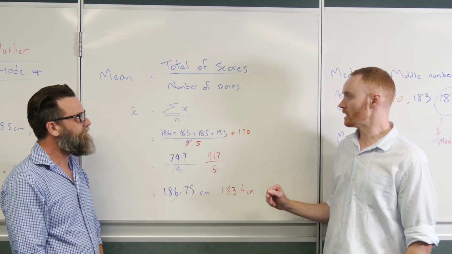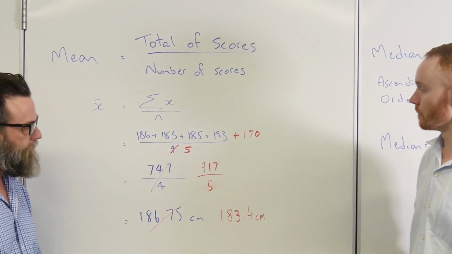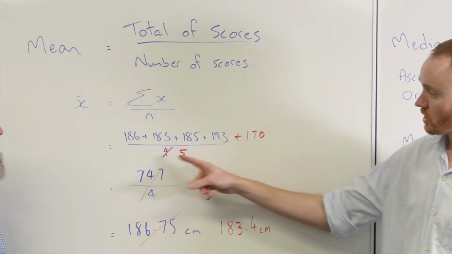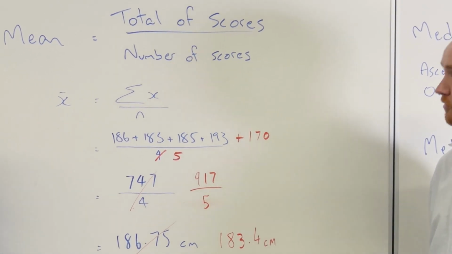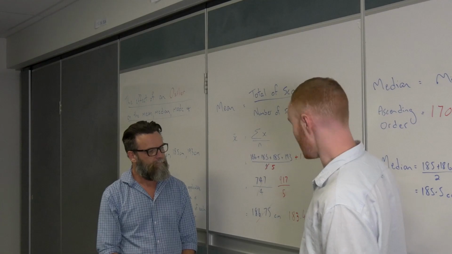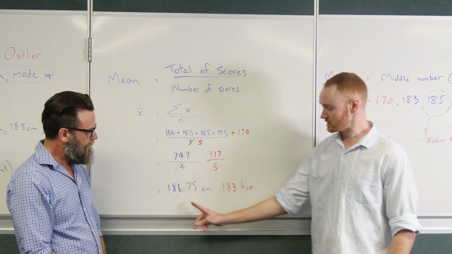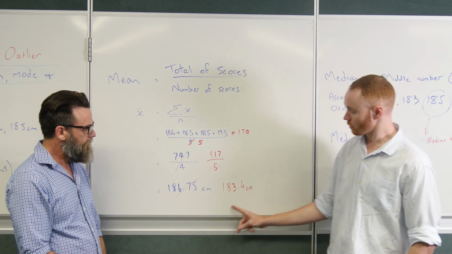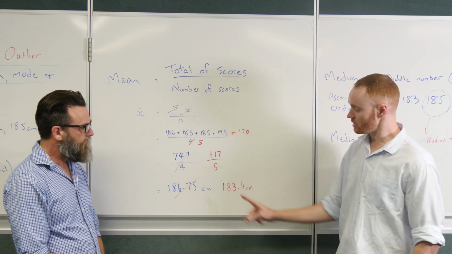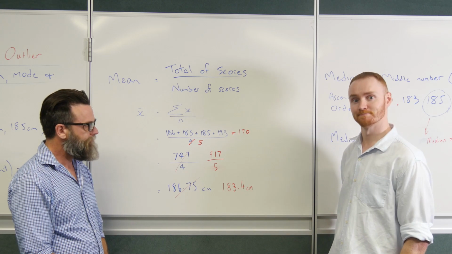Now when looking at the mean, we have to change the total score and the number that we're looking at there. So we add on the 170 and change the 4 to a 5 as we're now looking at 5 scores. That gives us 917 over 5 and a new mean of 183.4 centimetres. As you can see, it's decreased our mean by quite a bit, and this number here no longer represents the group as well as the original mean did.